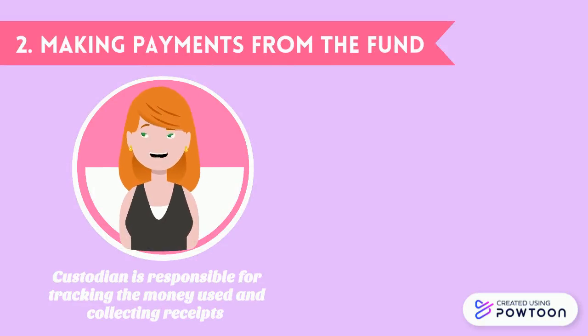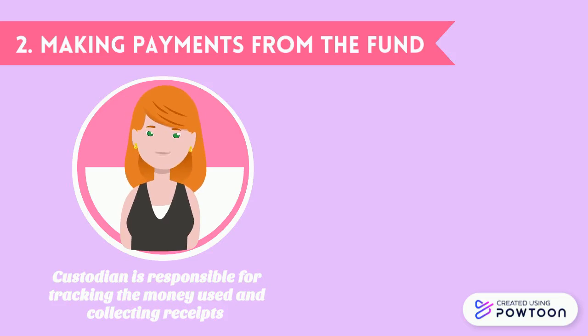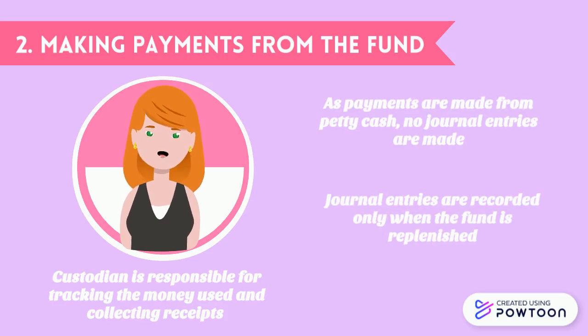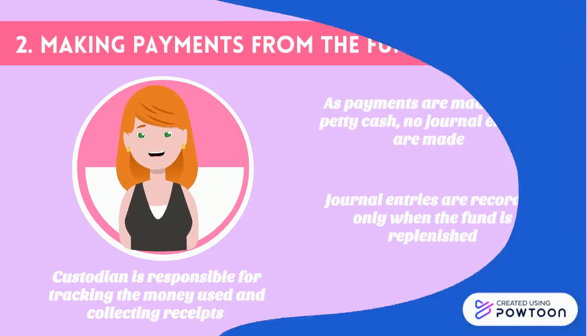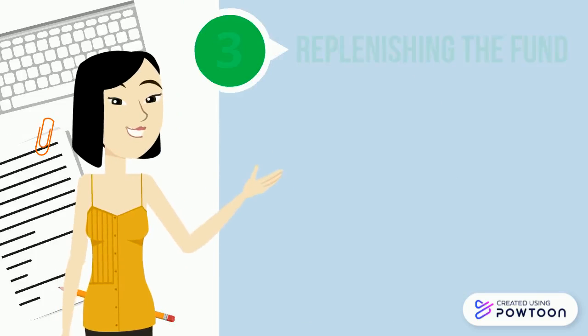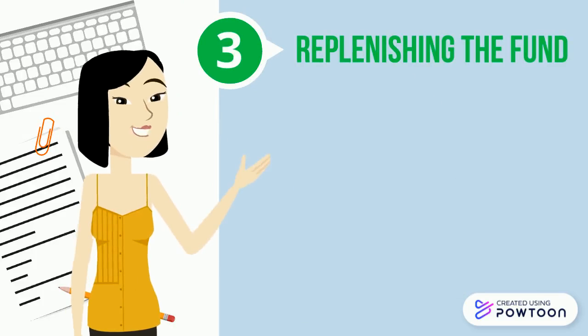The custodian is responsible for tracking the money used and the receipts returned. It is important to note that as payments are made from petty cash, no journal entries are made. Journal entries are recorded only when the fund is replenished. As the cash in the fund decreases, the fund must be replenished. This leads us to our third step.